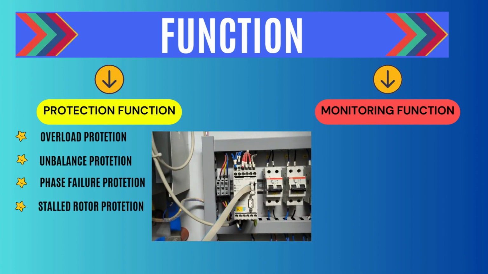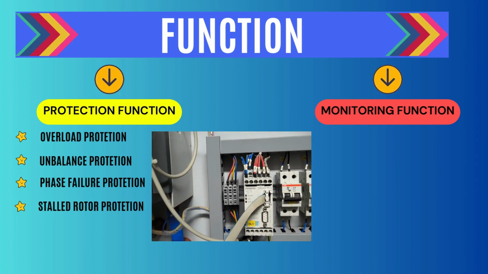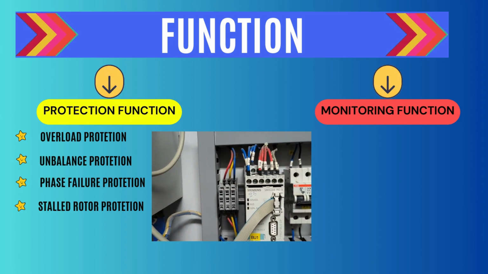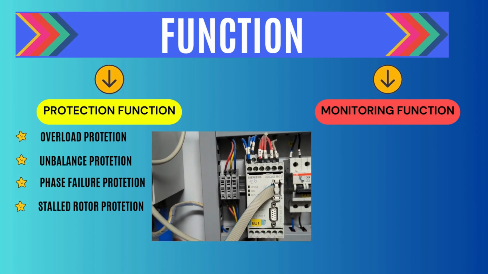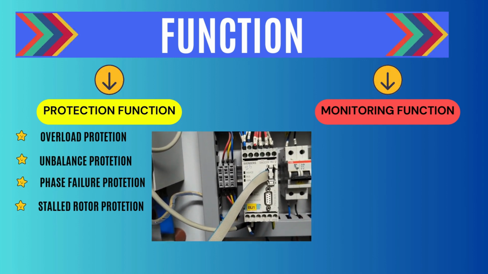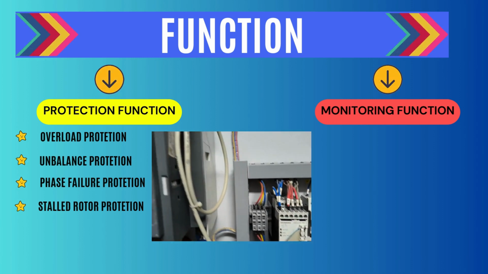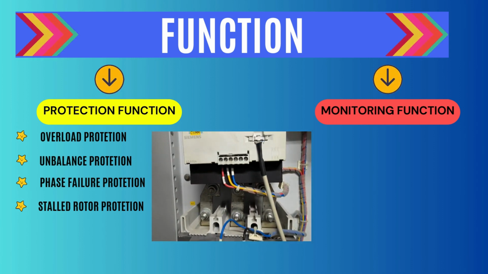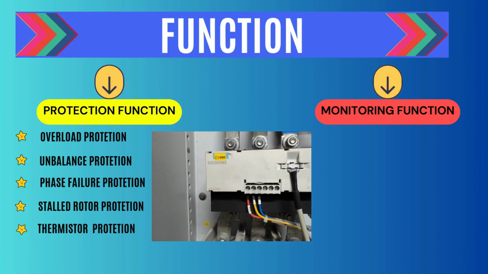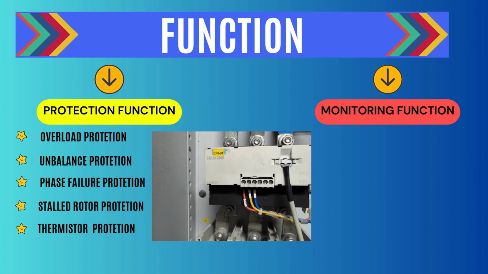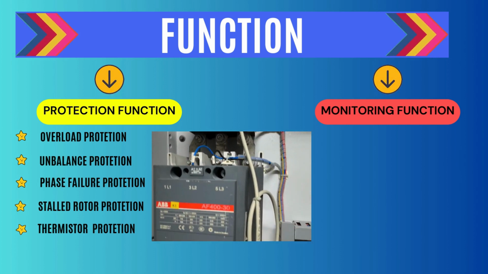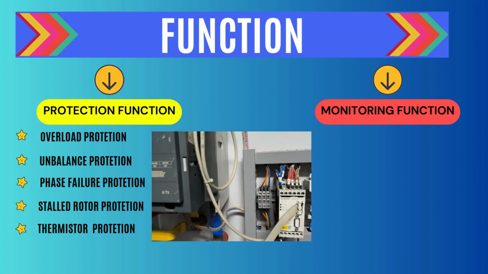Phase failure protection. Protects motors from excessive temperature caused by phase failure. Stall rotor protection. Immediate trip after the motor current overshoots an adjustable threshold. Thermistor protection. Simocode Pro provides the option of connecting thermistor sensors for monitoring the winding temperature.